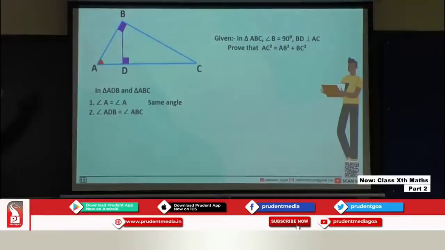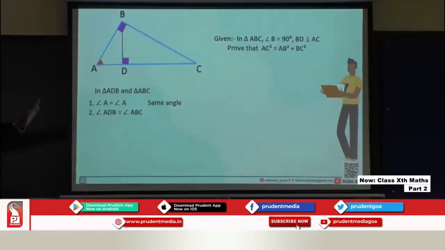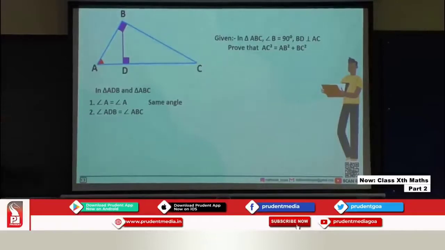Now you will start wondering, but that D angle, the right angle, is on the other side. So you should know that whenever you have a line and you draw a perpendicular, 90 and 90, both the sides will be 90 degrees. So angle ADB is equal to angle ABC. Each is a right angle.